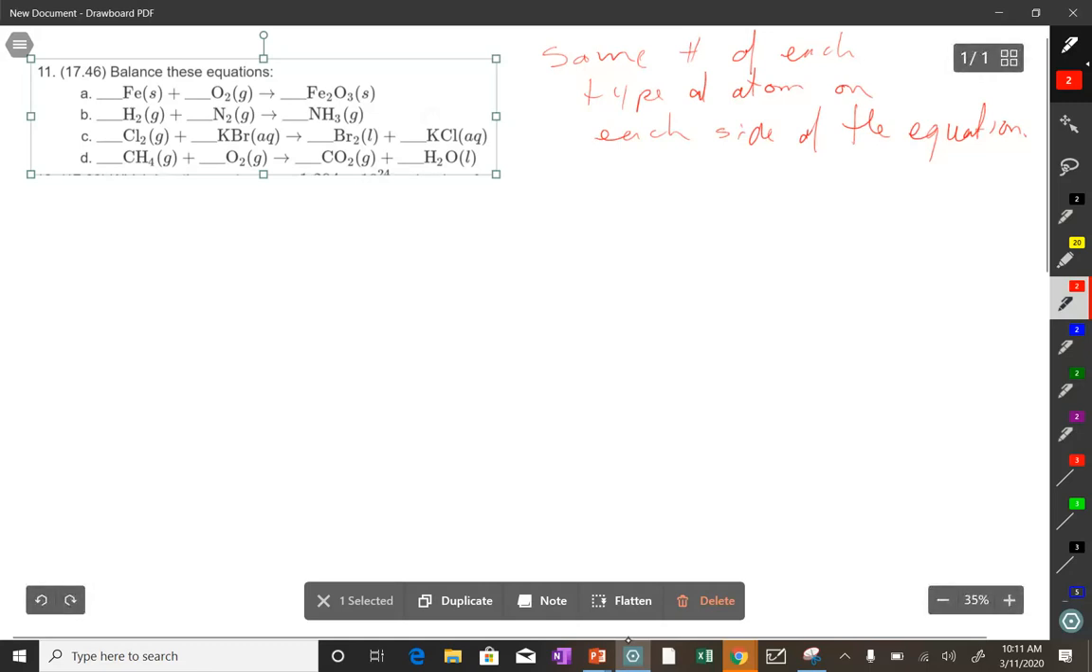So we have iron, that's Fe, plus O2, and that makes Fe2O3. So we need to match these up so we have equal numbers of iron and oxygen on both sides.